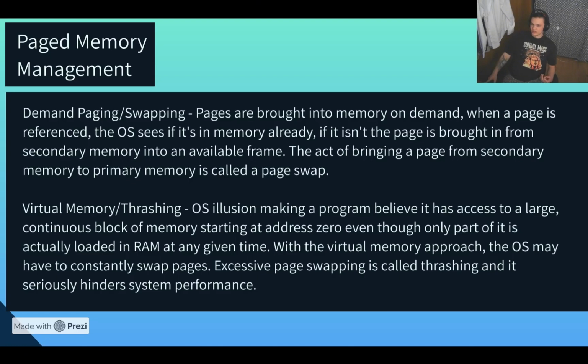Now, it's important that the address starts at 0 because this helps simplify calculations. If it's always starting at 0, then I can just add my base of whatever it is, so that it keeps it in the back of its mind. With the virtual memory approach, the OS may have to constantly swap pages. Excessive page swapping is called thrashing, and it seriously hinders system performance.